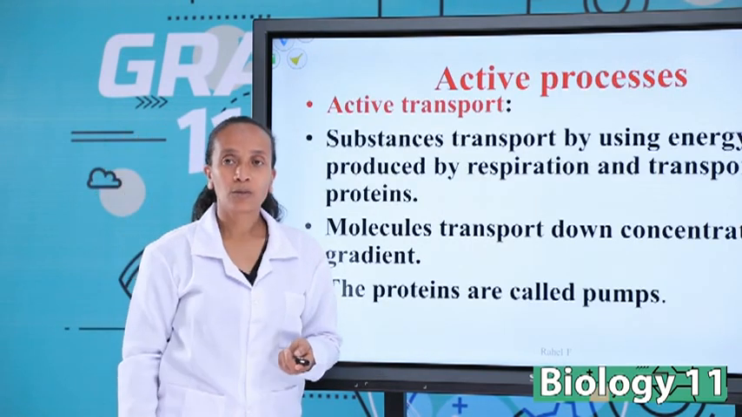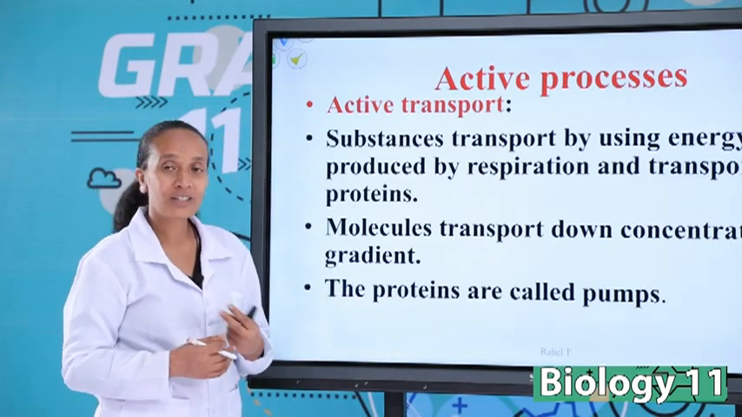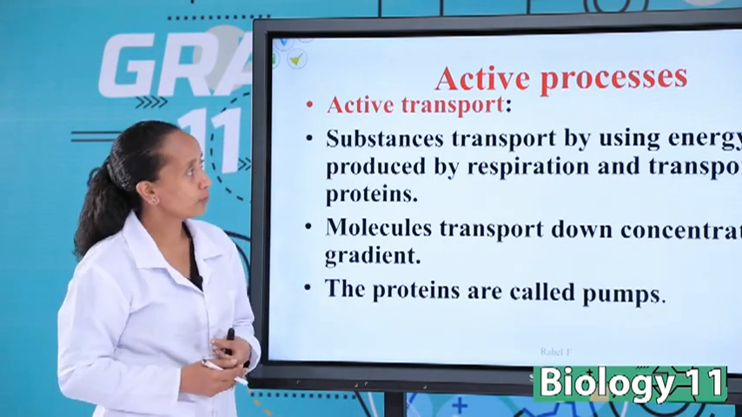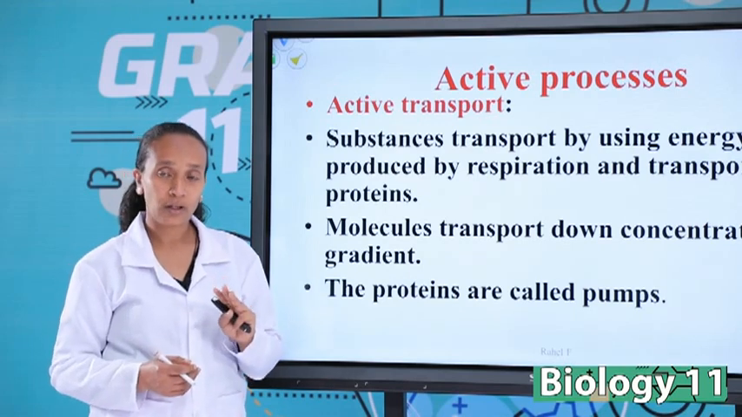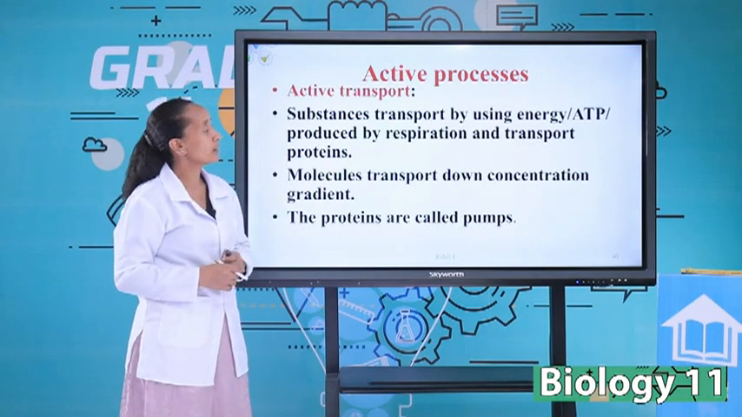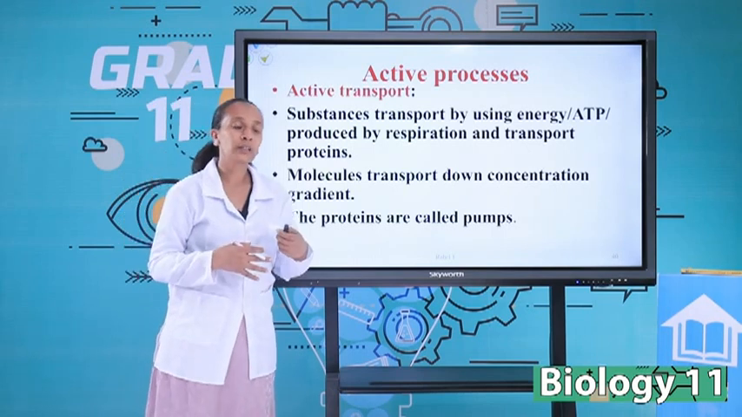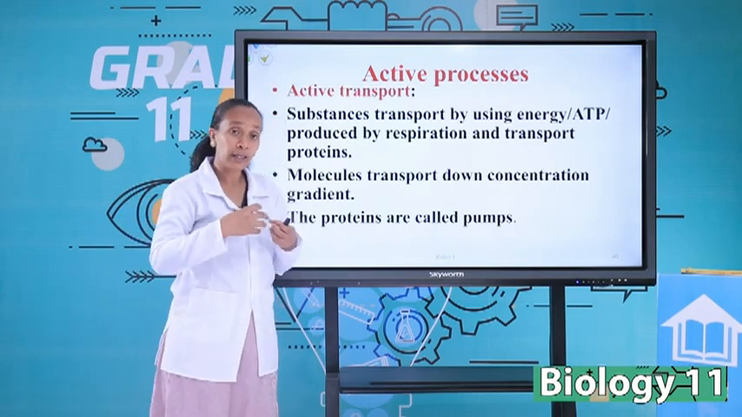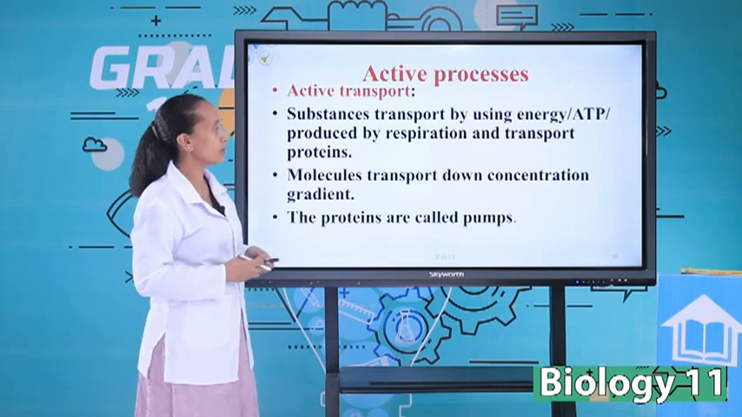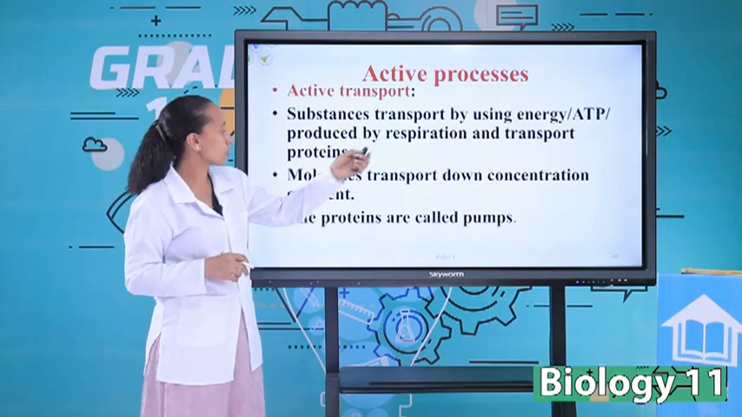Okay, by this we have finished what passive process is. Now let's see the second type of process, that is active process. Active process has three types, and we will see these three types of processes in this period. The first one is active transport. Active transport can move particles against concentration gradient, or from low concentration to high concentration, by using energy in the form of ATP and transport proteins.